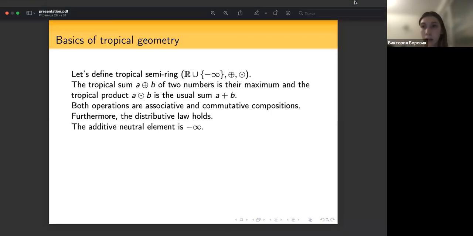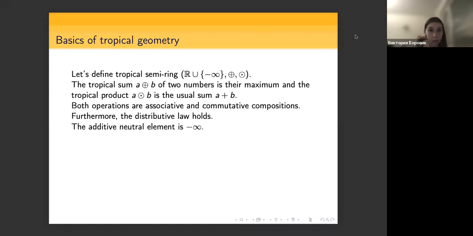So, and now I can say a few words about tropical geometry, and it is the end of my talk, honestly. So what about the tropical geometry? We can define even a tropical semi-ring.